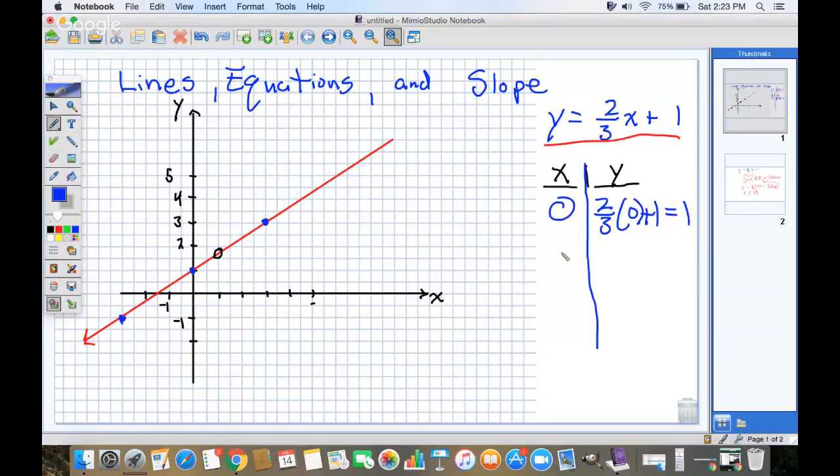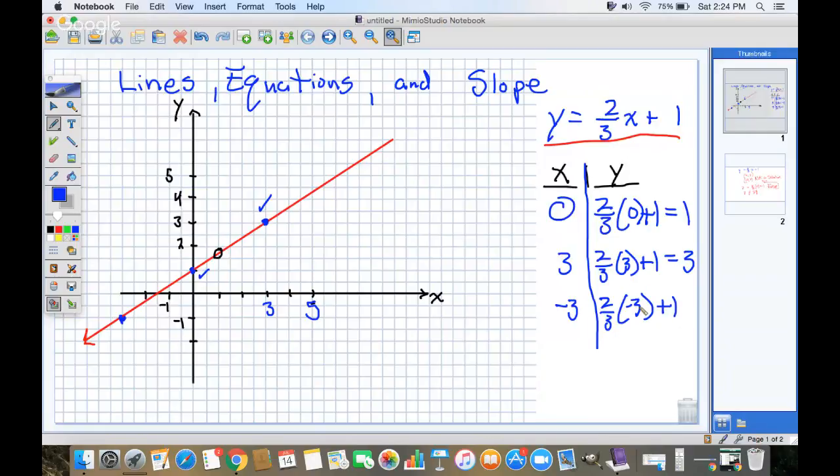Now, since 3 is the denominator here, it'd be nice to get rid of it. So the trick is pick x values that are related to 3, like 3. Because if you take 2/3 of 3, the 3's cancel, you get 2. If you add 1 to that, you get 3. So I should have the point 3, 3 on this graph. So let's see, that was 5 right there. 1, 2, 3, 3. Yep, check. That point's on there. Another multiple of 3 I could plug in would be -3. What's 2/3 of -3?